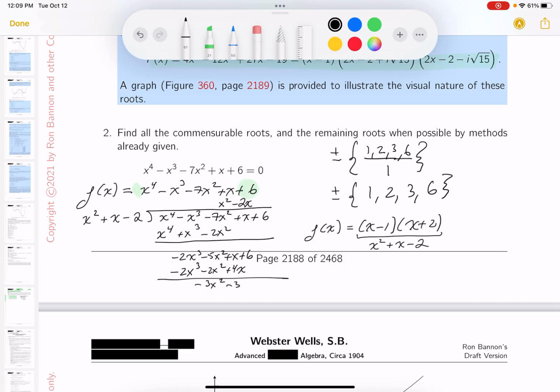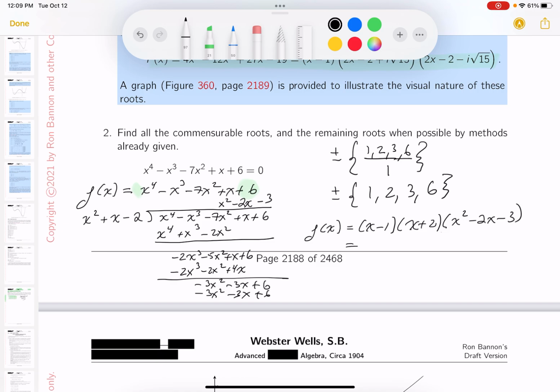Let's see, minus 3x and plus 6. Got to repeat: minus 3x squared minus 3x plus 6. Lo and behold, you get a 0 remainder. So let me erase this over here. I'm done using that, and I'll write down the depressed quadratic now. And what's that depressed quadratic? It's the division, so it's going to be x squared minus 2x minus 3.